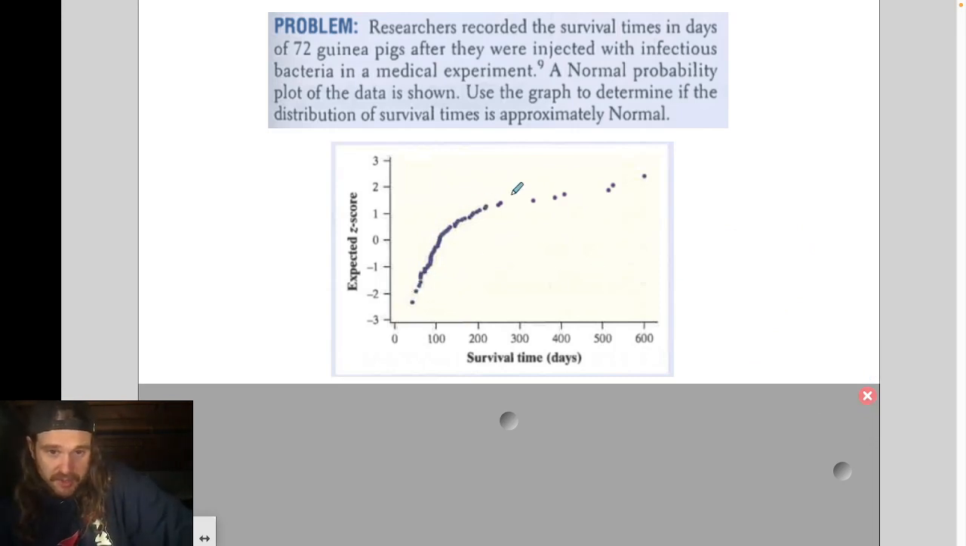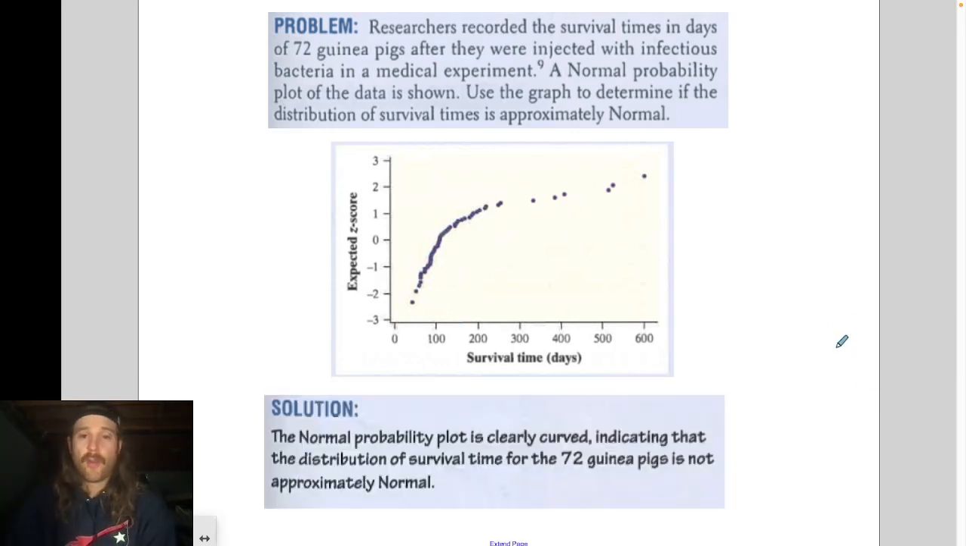So here we see this curve down. The perfect answer to something like this, you guys can go ahead and try to respond, but this is what you should expect to see. The normal probability plot is clearly curved, indicating that the distribution of survival time for the 72 guinea pigs is not approximately normal. You also could have added in your answer that it is apparent there is a large cluster of points in a vertical pattern on the left, indicating that this is skewed to the right and that the distribution of survival time for the 72 guinea pigs is not normal.